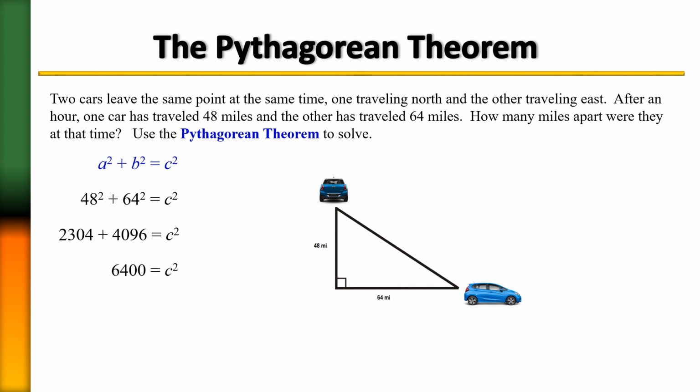Last step to solving this is to take the square root of both sides. And how far apart are they? Once we take the square root of each side, did you say 80? If you did, then you are correct. Okay, so they are 80 miles apart from each other. And there you have it, the Pythagorean theorem.